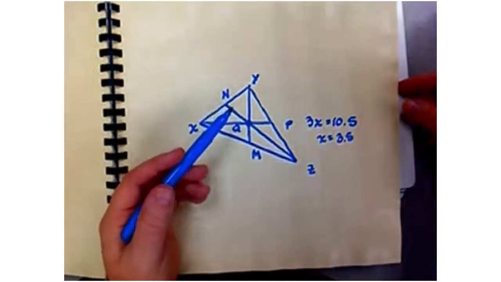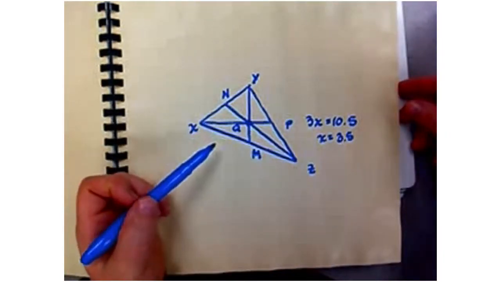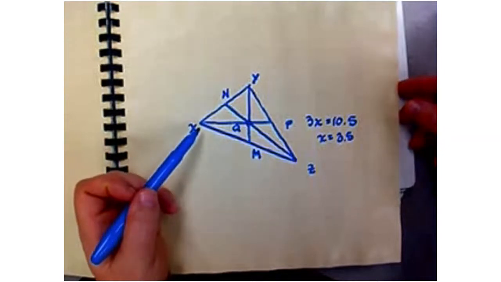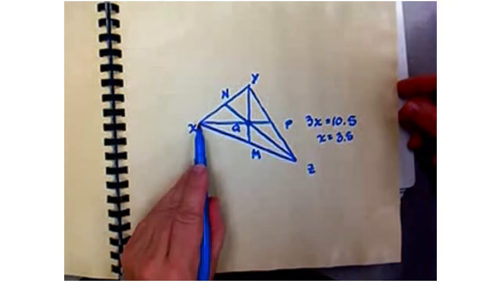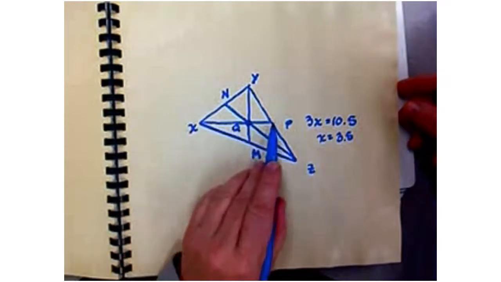That's important to remember because the next question asks, if XP is 10.5, what is QP? So we find vertex X at the left. We go immediately to the right through P.